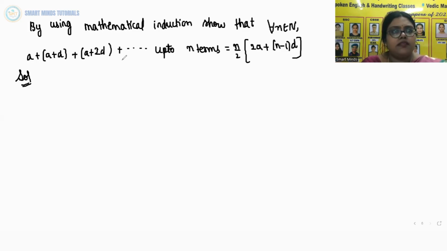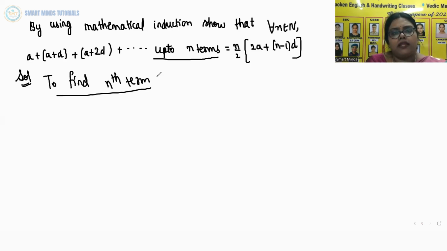So as you can see, the LHS itself is in AP. This is the general form of AP, and the right hand side is the sum to n terms of AP. Okay, so directly we will get the nth term here. Because up to n terms is given, as usual, we will find out the nth term. So first put the side heading to find nth term, and you will get the nth term directly here. So what is the nth term of AP? That is a plus n minus 1 into d. So this is the nth term. Now let S of n be the statement.